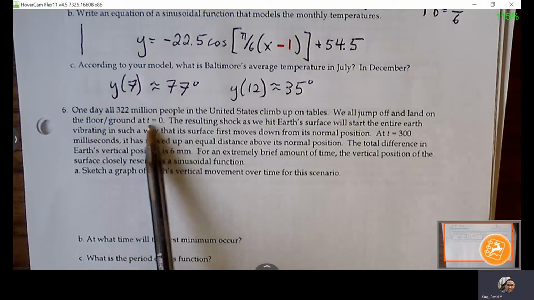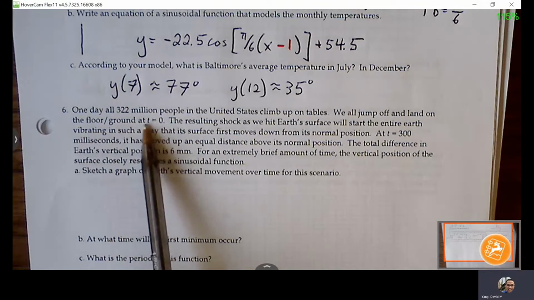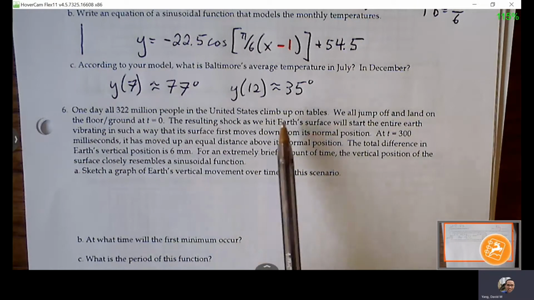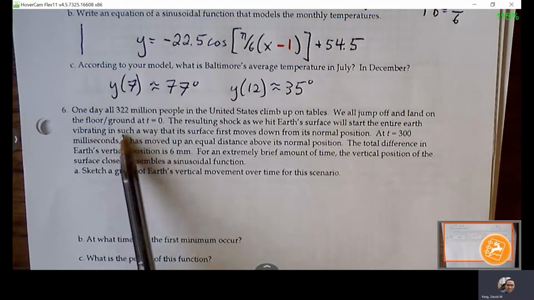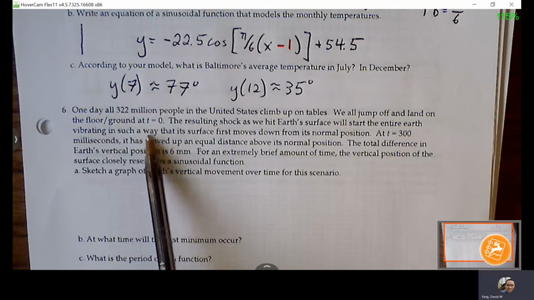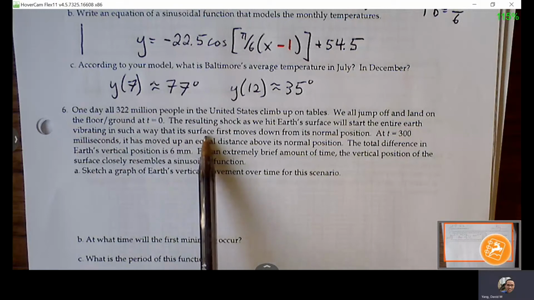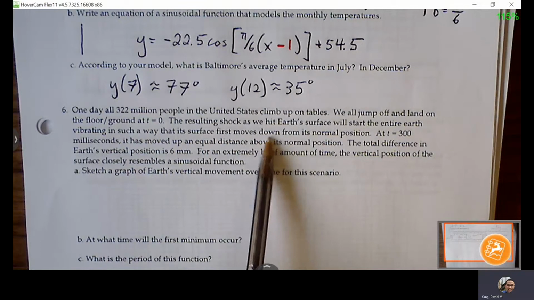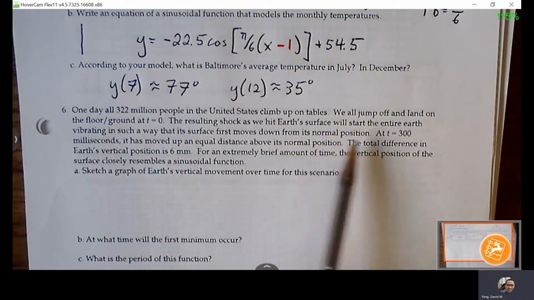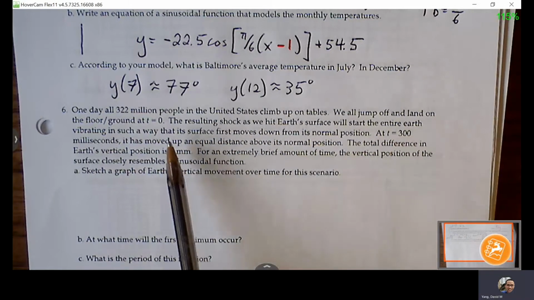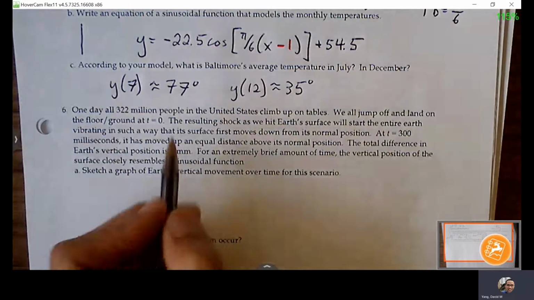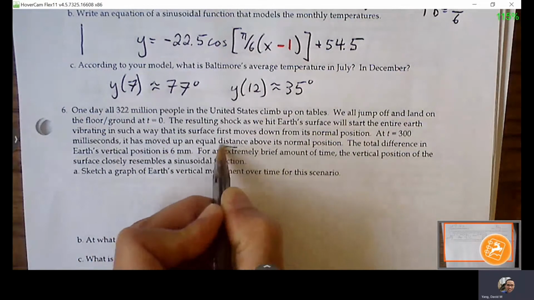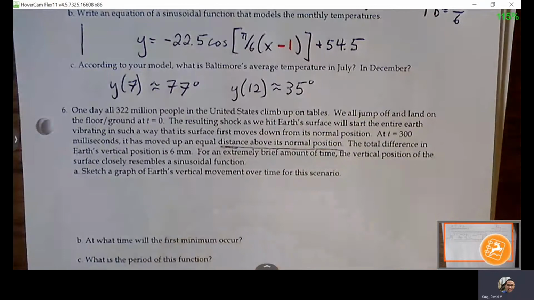Here's number 6. All right, so at time t equals 0, we're going to think of the Earth's surface as in normal position, but then the shock is going to cause the surface to move in such a way where the surface moves down first from its normal position. Okay, and then it tells us that at 300 milliseconds, it's going to reach its maximum. So it's going to be distance above the normal position.